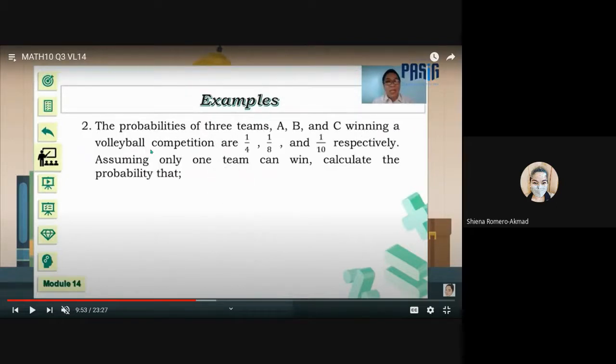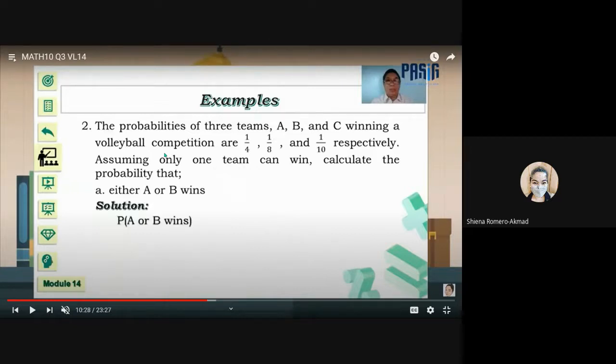Ito naman. The probabilities of 3 teams, A, B, and C, winning a volleyball competition are 1/4, 1/8, and 1/10 respectively. Assuming only one team can win, calculate the probability that either A or B wins. So, ang gagawin natin doon is i-add natin yung dalawa. Okay? Yung probability nilang dalawa. Then, the other one is neither A nor C wins. So, anong gagawin natin? I-add muna natin sila and then subtract natin to 1.